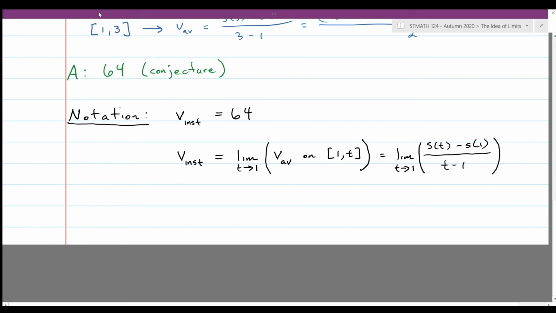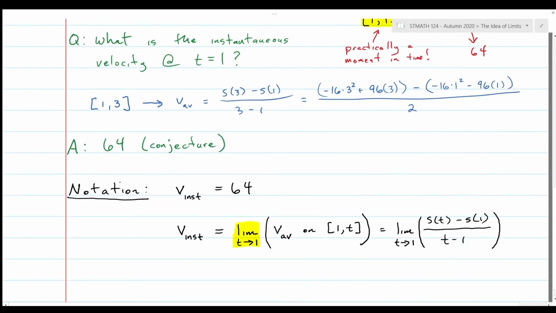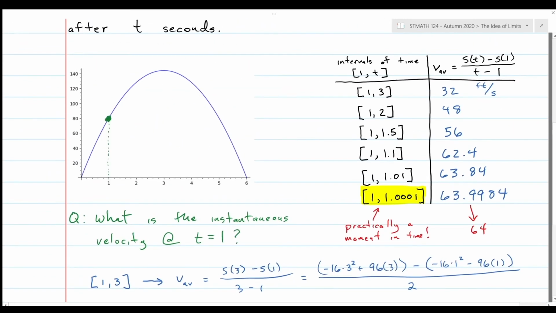The real notation that I wanted to introduce here is this idea of the limit. By looking at that table, notice that those values of t in this table were getting ever closer and closer to 1.